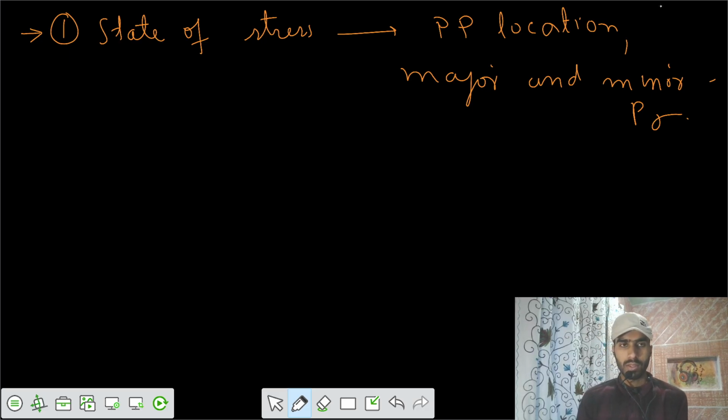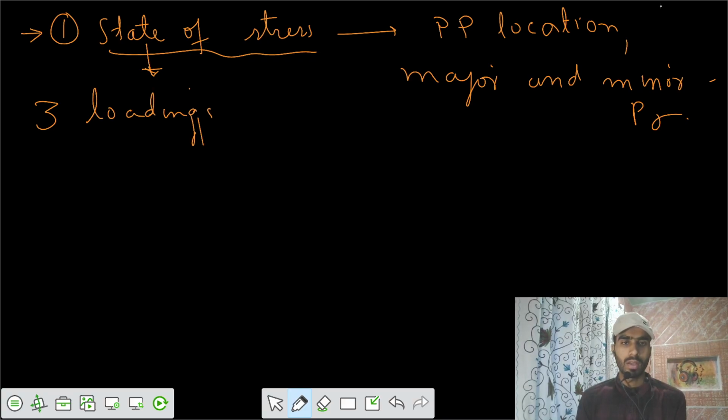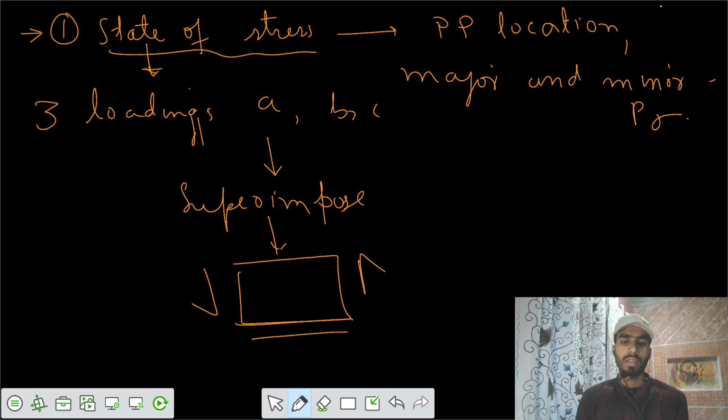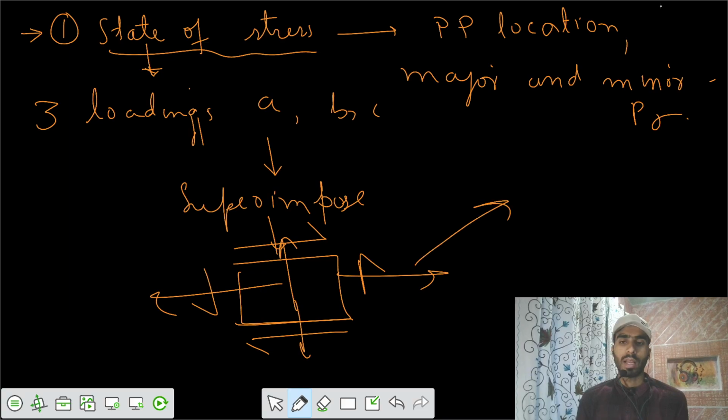But the state of stress is not one. We have three loadings. We have provided you three different loadings, A, B, and C, and from that you need to superimpose the effects. You need to do a superposition, then get an equivalent state of stress, and then accordingly you can calculate using the standard equations of the analytical method, so we can get sigma 1 and theta p location.